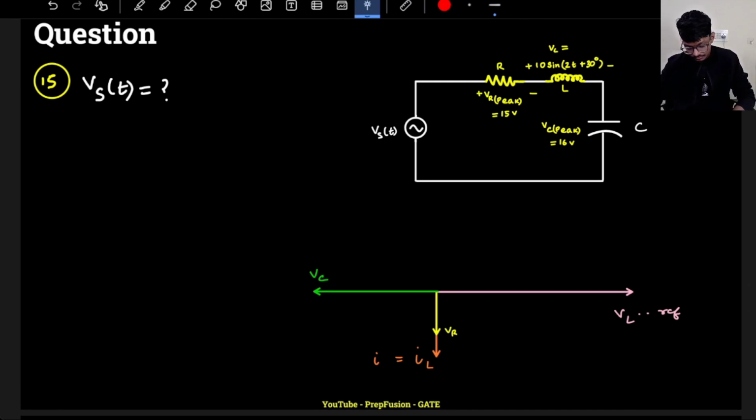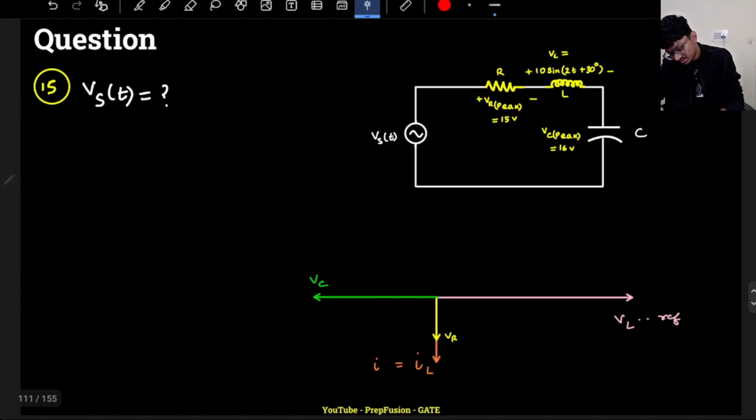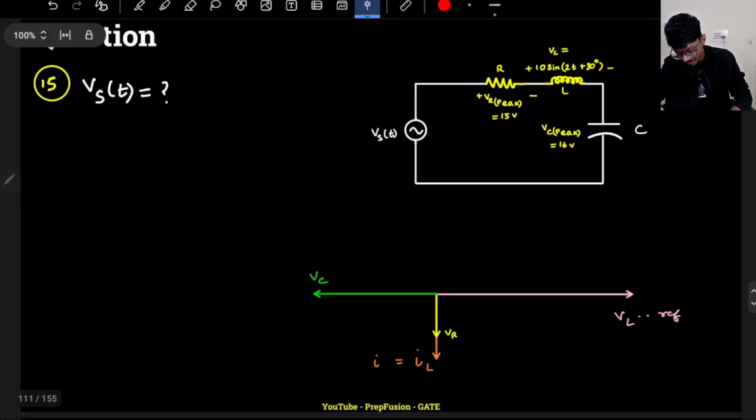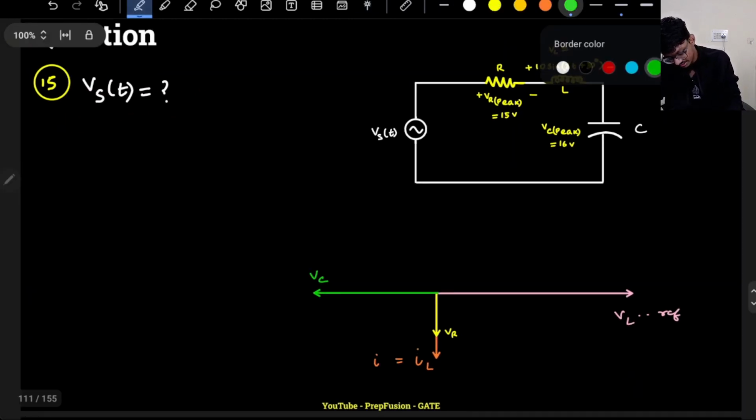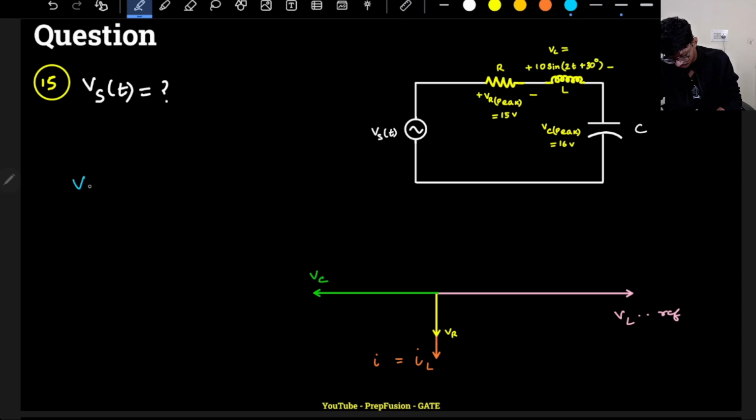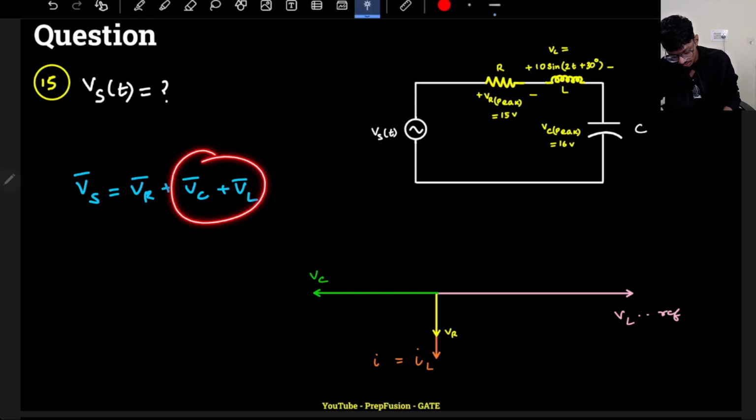For capacitor, what have they asked? They have asked Vs. So what will be Vs? Vs will be a combination. Vs is basically the phasor sum of VR plus Vc plus VL, correct? And of course Vc and VL are both in opposite phase, so ultimately it will be a phasor sum of these two.